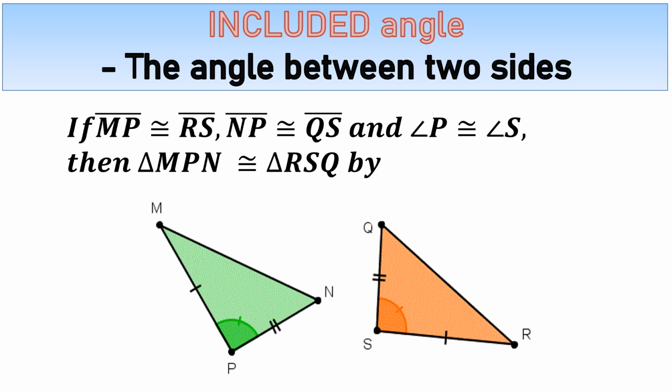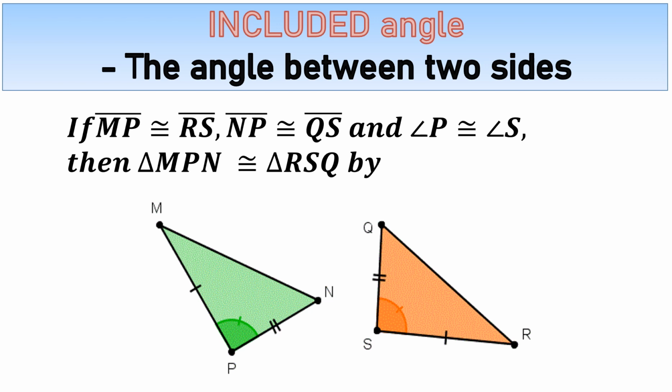Included angle. What is included angle? The angle between two sides. If side MP is congruent to side RS, side NP is congruent to side QS, and angle P is congruent to angle S, then we can say that triangle MPN is congruent to triangle RSQ.